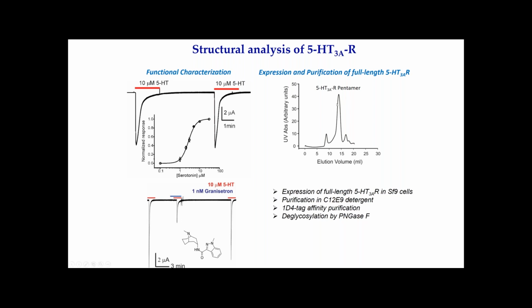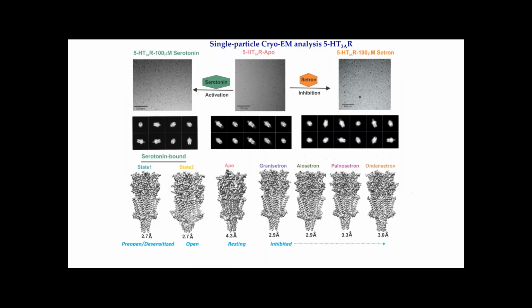So the purified protein here, the peak corresponds to a pentameric channel. We deglycosylated using PNGase F, to aid in the quality of grid preparation.